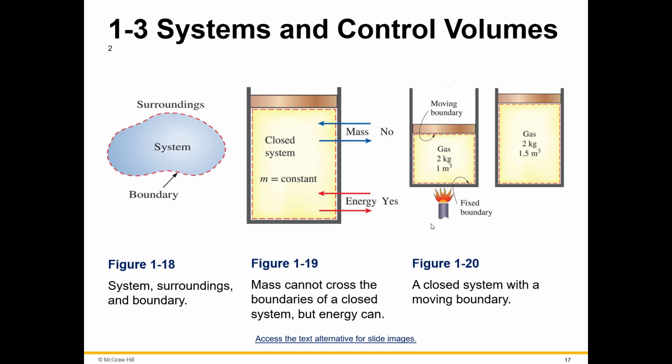So for a closed system, we'll go back to 1.19. You've got mass is constant. And then when we start talking about putting in things with a moving boundary, you see the piston on the top is raising and lowering. Well, then that's when our mass starts moving, right?